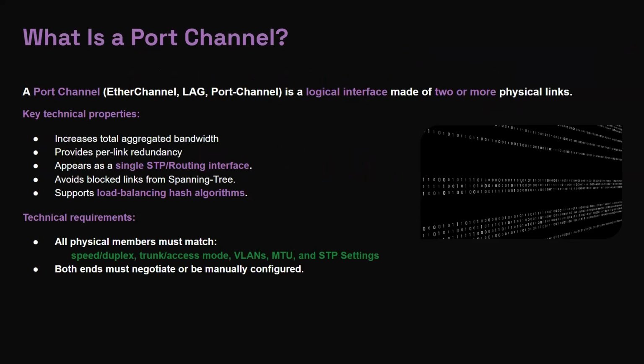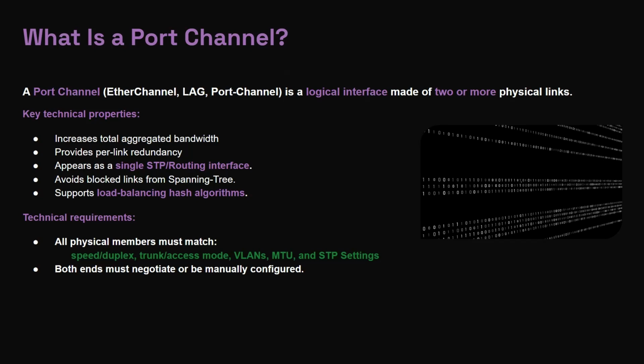So what is a port channel? A port channel, often referred to as a LAG or an EtherChannel, is a logical interface made of two or more physical links. Some of the key technical properties are that it increases total aggregated bandwidth, provides per-link redundancy, and appears as a single spanning tree or routing interface, depending on whether you're doing Layer 3 port channels, which we can get into. It avoids blocked links from spanning tree and supports load balancing hash algorithms. Some of the technical requirements are that all physical members must match speed and duplex, trunk and access modes, VLANs, MTU, and spanning tree settings. Both ends must negotiate or be manually configured.